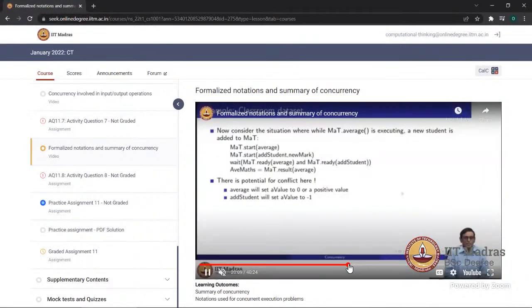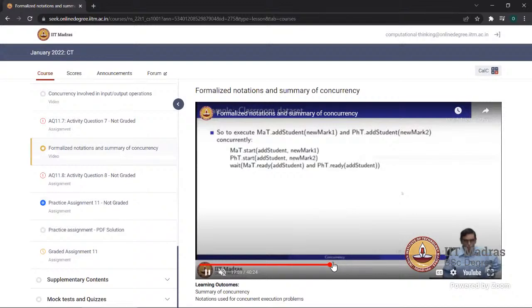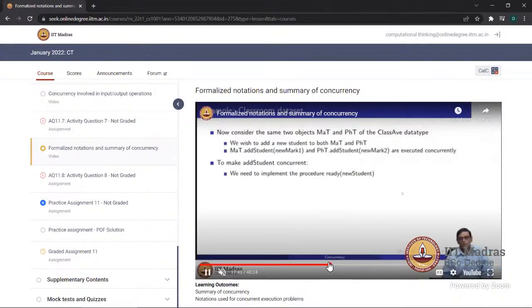Okay. Yeah, I don't see any pseudocode. There are some statements here and there, but it's not a full-fledged pseudocode as such. Come back slightly, sir. It's the same slide. As far as I know, I don't think there is any standard pseudocode as such for the last two, for this producer consumer. So what is this, sir? mat.add student new mark, and this is the pseudocode, I think.